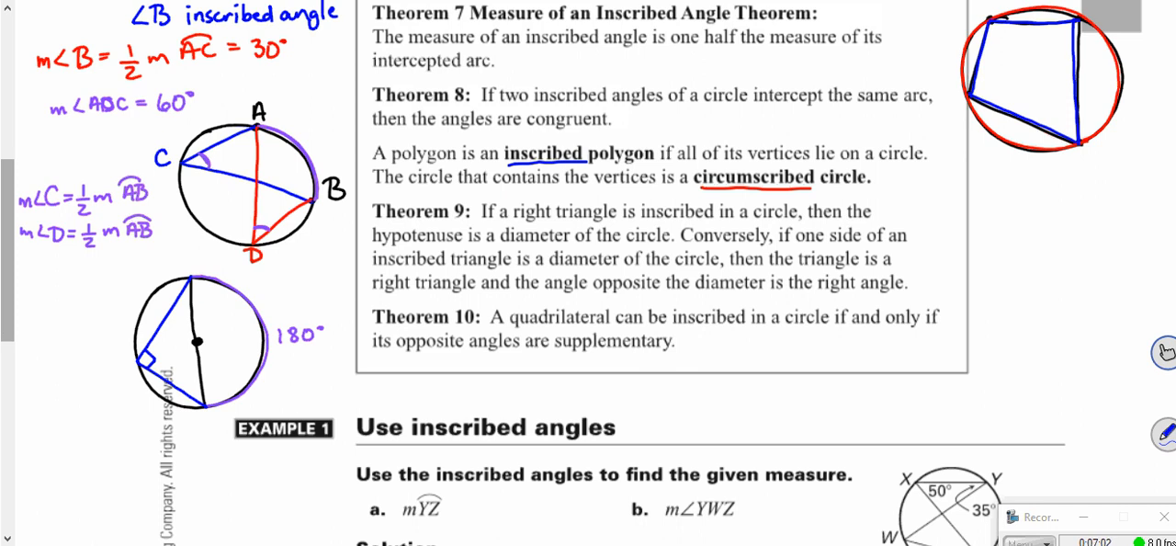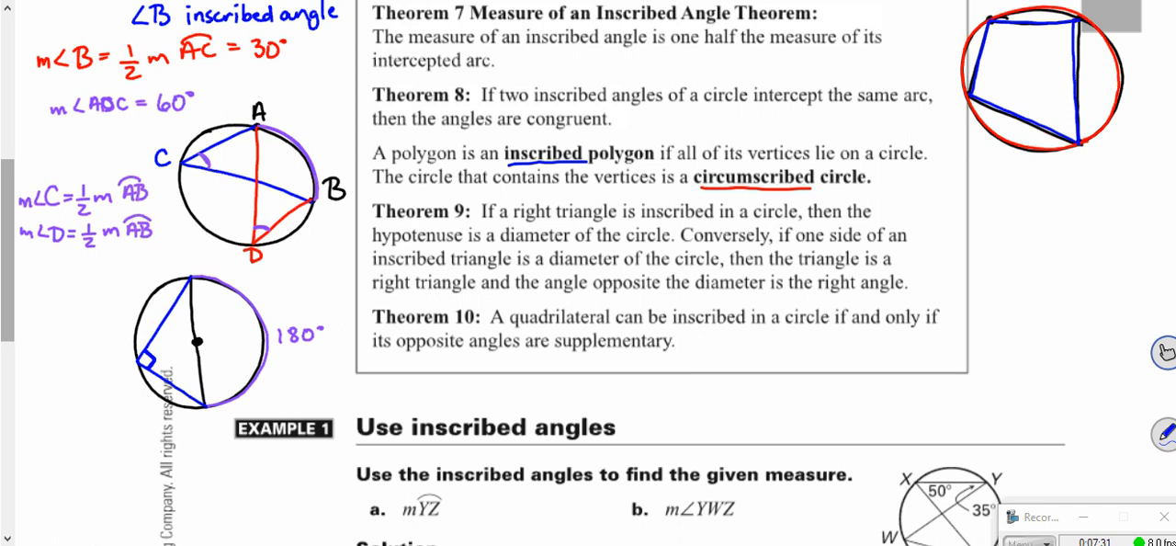So it says, conversely, if a side of an inscribed triangle is a diameter of the circle, then the triangle is a right triangle, and the angle opposite the diameter is a right angle. So that's what they're saying. Remember, inscribed angles are half their intercepted arc measures. So a diameter obviously has an arc measure of 180 degrees, which makes the inscribed angle with the same endpoints 90.